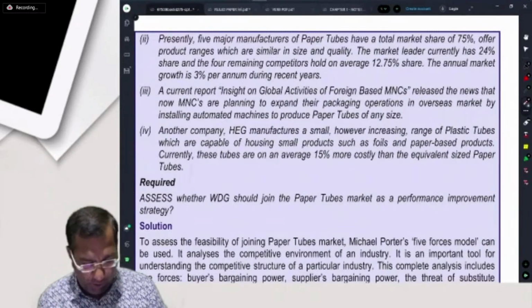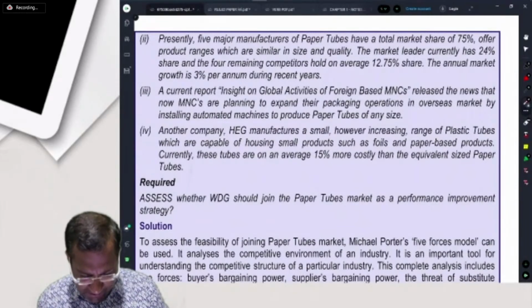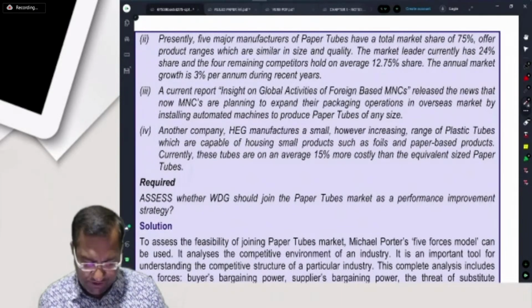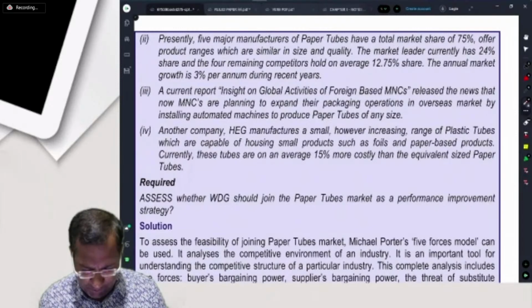Now the last point, point number 5. Another company, HEG, manufacture a small, however increasing range of plastic tube, which are capable of housing small products such as foil and paper-based products.